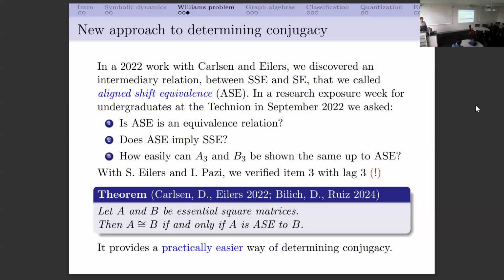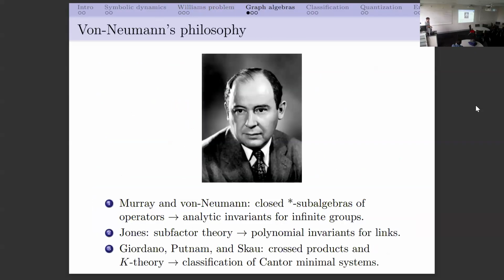All right, so how did we come up with this? How was this discovered? The answer is algebra. Okay, this leads me to von Neumann's philosophy. Von Neumann's philosophy says, okay, you want to detect analytic properties, topological properties, not just algebraic properties or combinatorial properties. Maybe you want to consider topological algebras, or von Neumann algebras, or C-star algebras. And this has been quite successful.